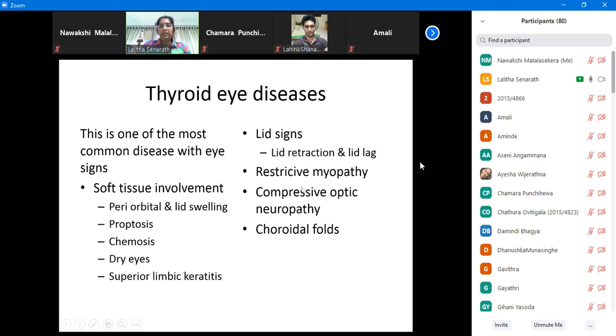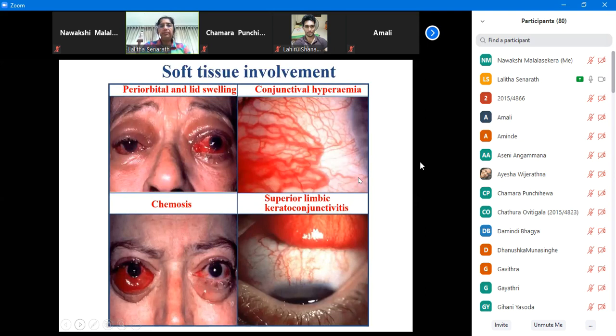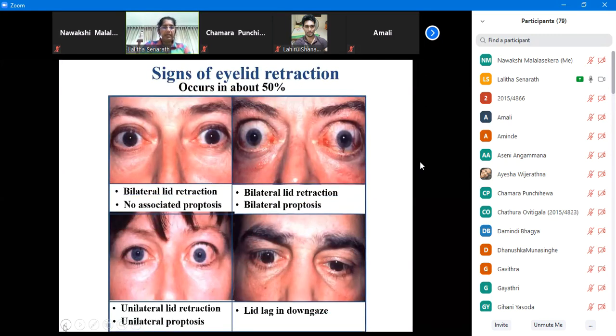And the compressive optic neuropathy is because of the swelling of the orbital contents and the soft tissue, which ultimately produces compression of the optic nerve which runs within the orbital cavity at the center. And because of the compression of the posterior part of the globe, you get choroidal folds, because the anterior part of the globe is protruding and exposed. There's no compression there, but within the posterior part of the orbital cavity, you get compression and you get choroidal folds. These are the clinical signs of thyroid eye disease.